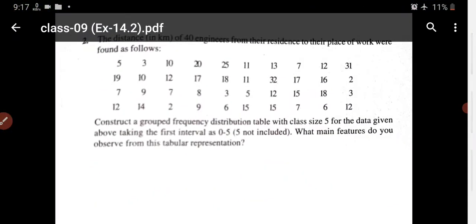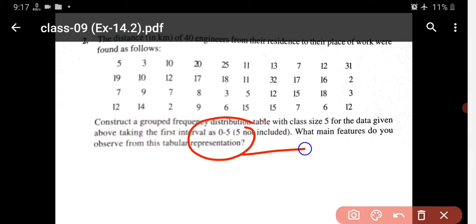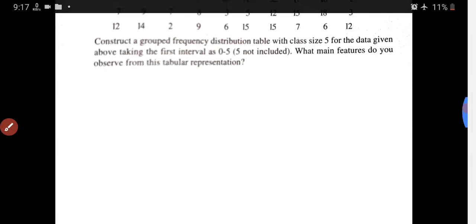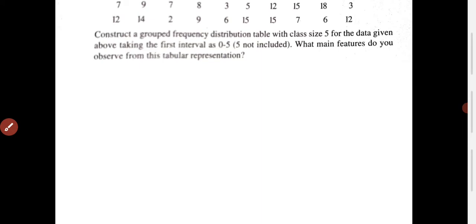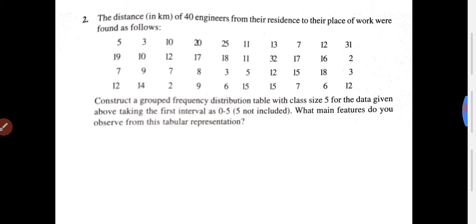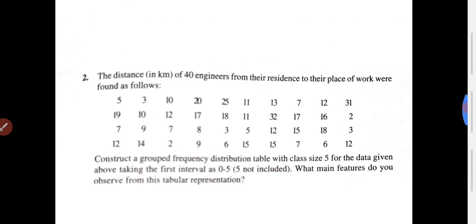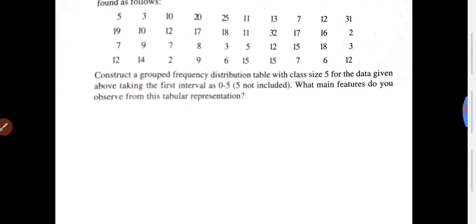So you have to take a class interval such as 0 to 5, where 5 is not included as I told you, and class size 5 means the gap between them is only 5, 0 to 5, then 5 to 10, like that you have to take. Okay, now just come to the answer. You have to make a frequency distribution table. And what main feature do you observe from the tabular representation? After making the table you have to mention any information whatever you get. For that, the answer may be different according to your different opinion.